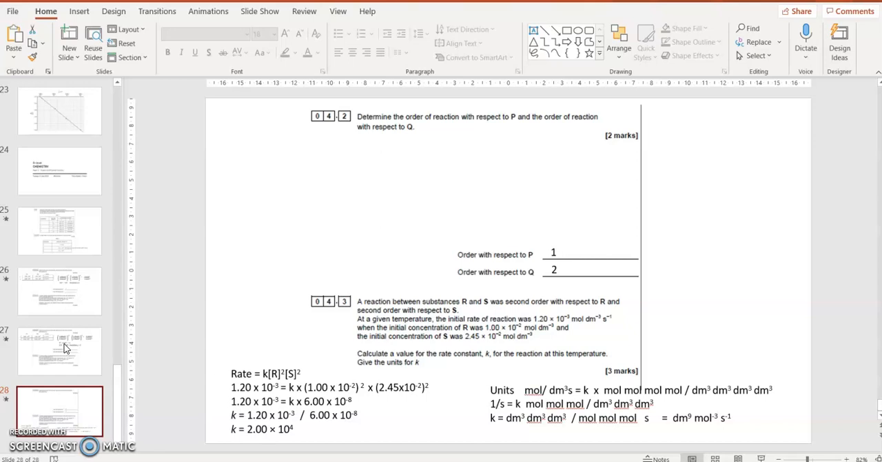I've got the units of K are dm3, dm3, dm3, which is dm to the 9, divided by mole, mole, mole, which is mole to the power 3 and an s. The mole to the power 3 and the s to the power 1 on the bottom become mole to the minus 3 and s to the minus 1 on the top, in any order you wish.